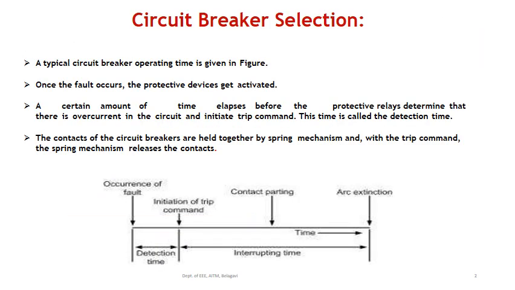Okay, we'll start with the next topic, that is circuit breaker selection. The typical circuit breaker operating time is given in this figure. It consists of mainly two types. One is the detection time, another one is the interrupting time.